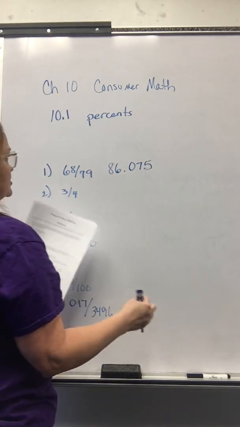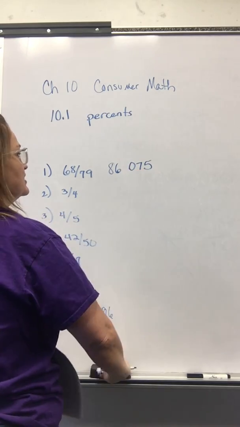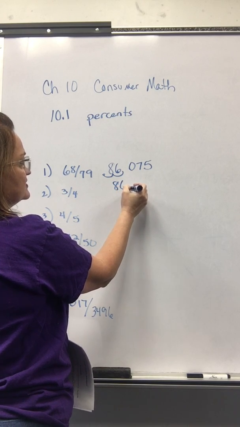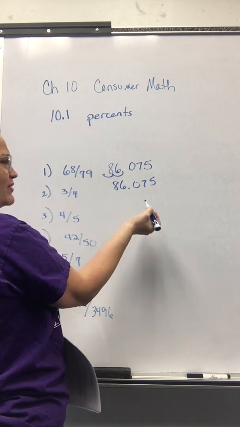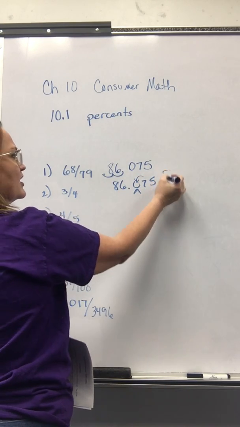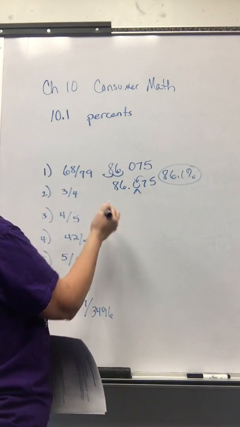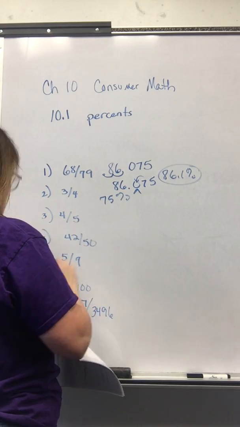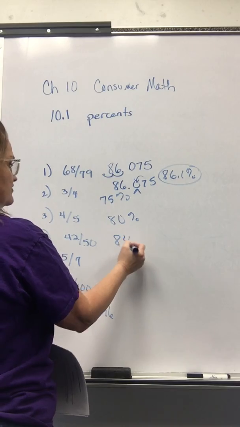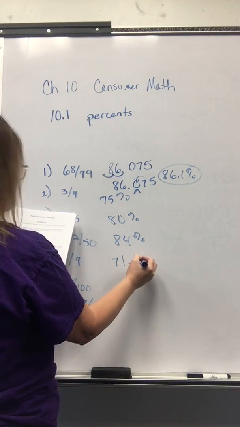I'll go ahead and change this into the final answer, 68 divided by 79. It comes out to be 0.86075, but then we move it two places to the right and it makes it 86.075. So I'm going to round all these to the tenths place, the tenths of a percent. That rounds it up to 86.1% as my final answer. This one comes out perfectly as 75%. This one comes out to be 80%, 84%. Let's see, what was 5 sevens? 5 sevens, I had to do some rounding. 71.4%.